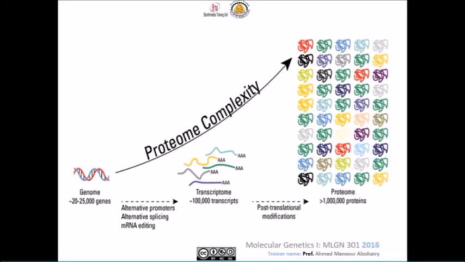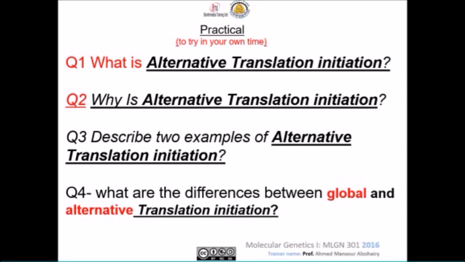As we just mentioned, genome complexity is increased by alternative promoters, alternative splicing, and alternative translational initiation, and this can lead to what we call proteome complexity, which means that the number of products from the genes in the genome can be increased dramatically.